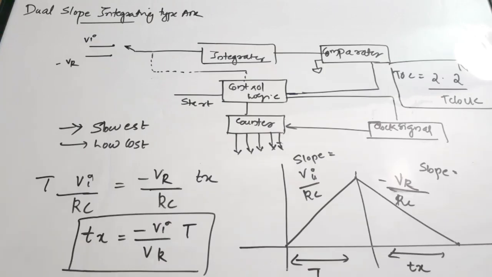The next type of ADC that we are going to see is the dual slope integrating type of ADC. This is a very important type of ADC when it comes to competitive examinations, because there are a lot of equations and you can expect numerical questions also.